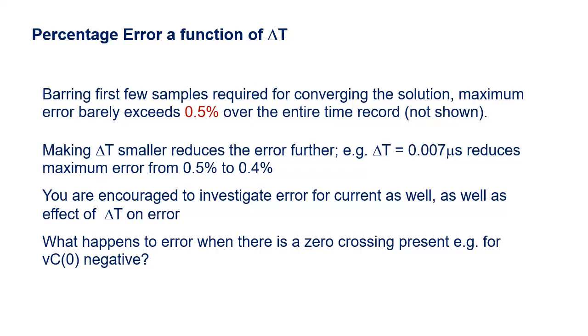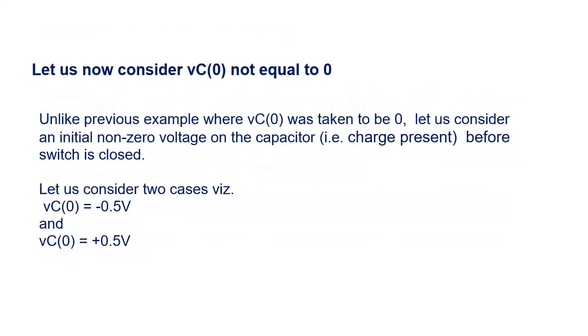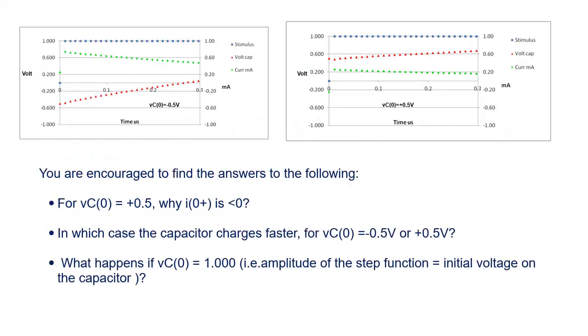What happens to the error when there is a zero crossing present, such as if initial voltage across the capacitor is negative? So far, for simplicity, we assumed the initial voltage across the capacitor to be zero. We now remove that restriction. We consider 2 cases of initial capacitor voltage, negative in the left side plot, and positive in the right-hand one.